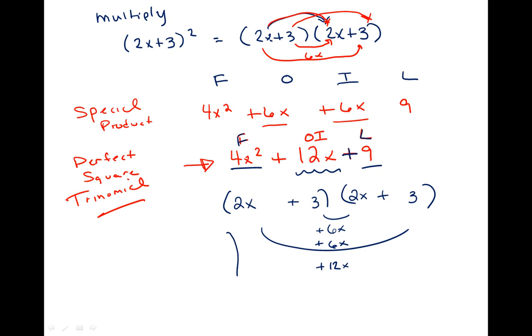And then you can rewrite your answer as 2x plus 3 raised to the second. So that's an example of a perfect square trinomial. So that's what your two special products will be. You'll either have a difference of squares or a perfect square trinomial. So let's try some of those now.